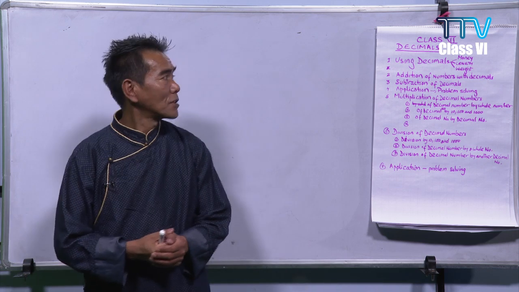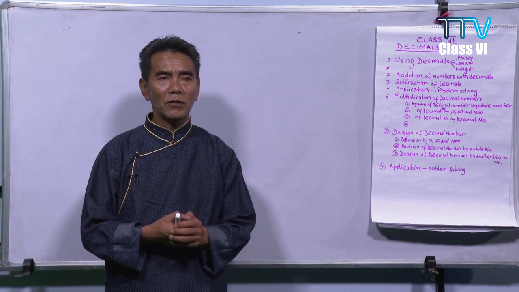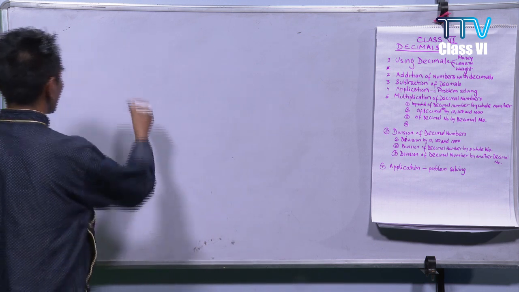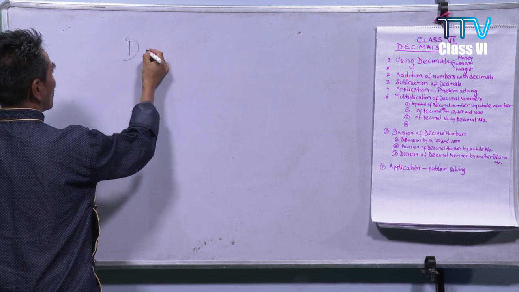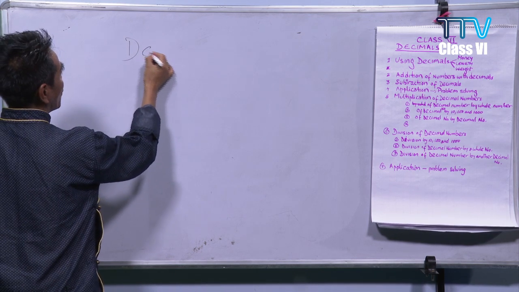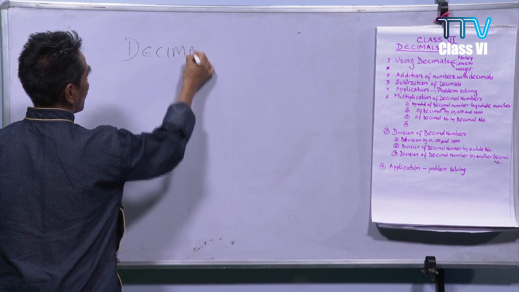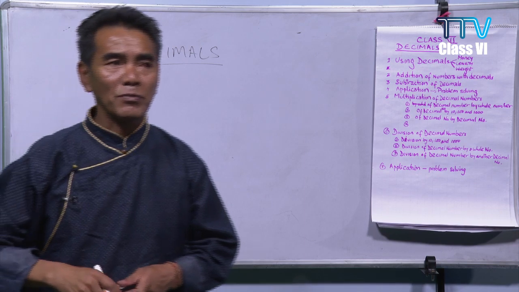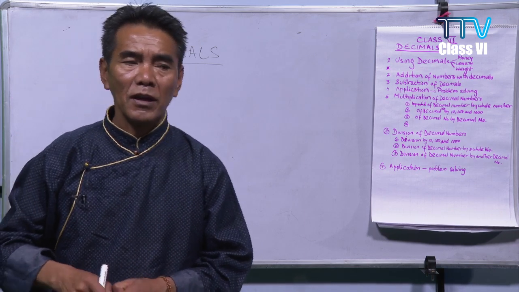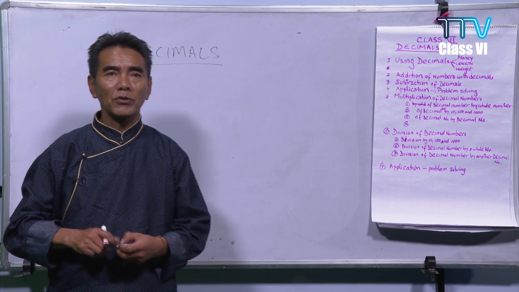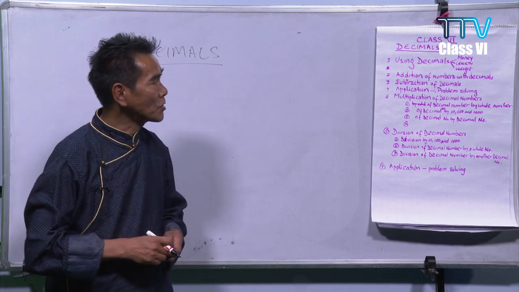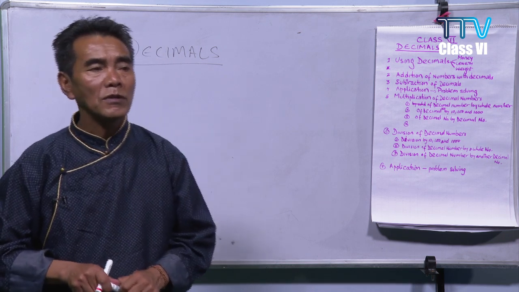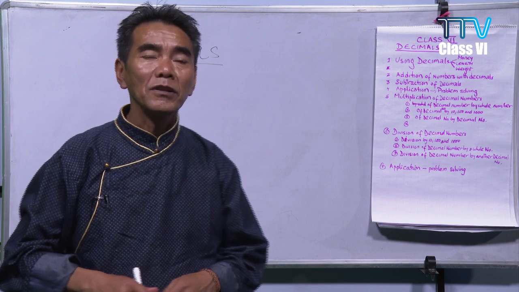Class seven, so six, the topic they will continue with is decimals. We did a few weeks before the introduction part, reading and writing. But now we will continue with usage, and then we'll do operation of decimals: multiplication and division of decimals.